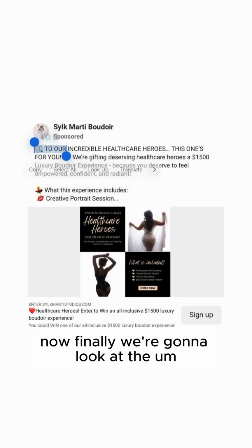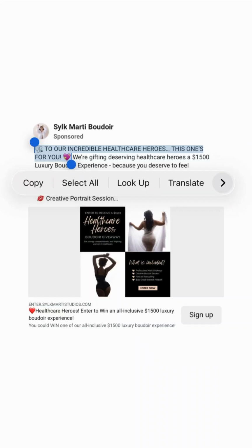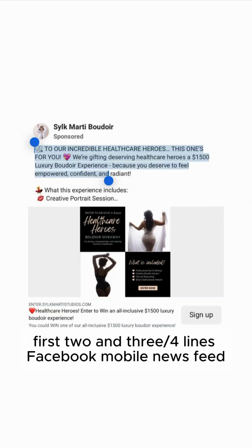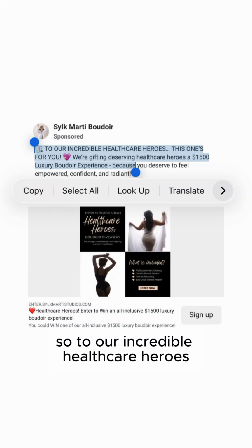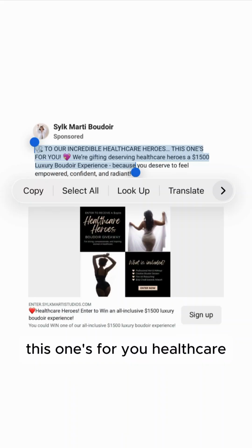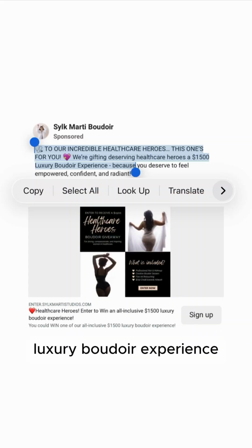Now, finally, we're going to look up here. See more headline, first 2 3/4 lines, Facebook mobile news feed. This is the only thing that will actually show up on Facebook. So to our incredible healthcare heroes, this one's for you. Healthcare heroes, for gifting, does everyone have a $1,500 luxury boudoir experience?